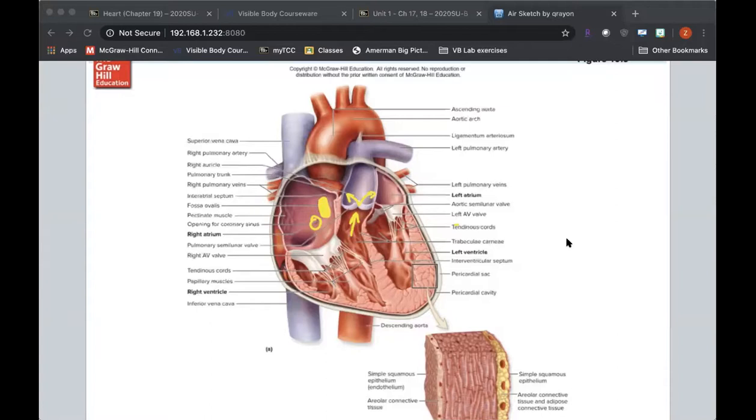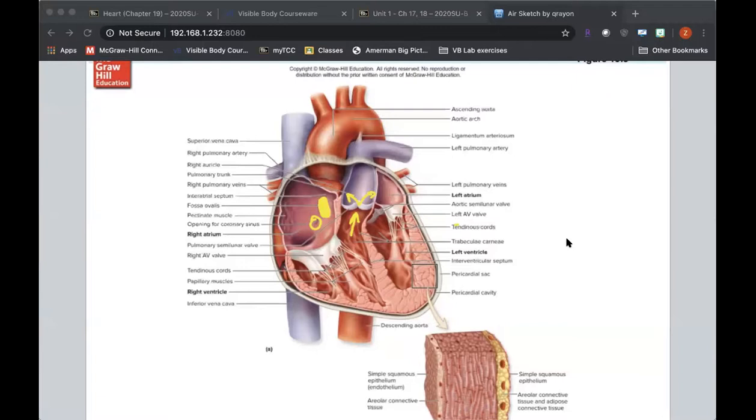Fossa ovalis used to be the foramen ovale during fetal development, because when a fetus is inside the mother's body, we don't really need to use pulmonary circulation for oxygenating blood. The fetus is not using its lungs for air. The oxygen exchange happens through the mom, through the placenta, and then mom does the exchange in her lungs. So the pulmonary circulation in a fetus is really not functional for its ultimate purpose.